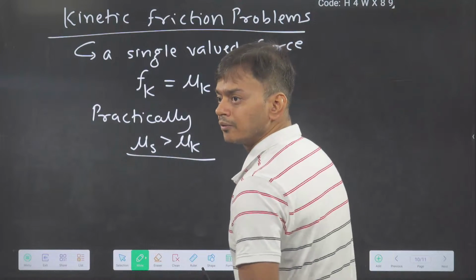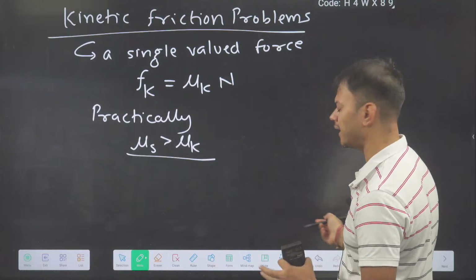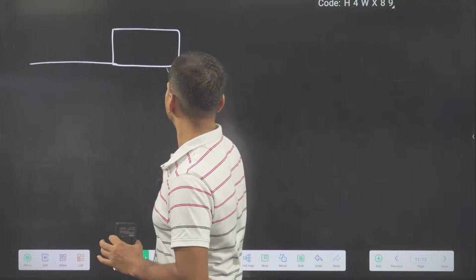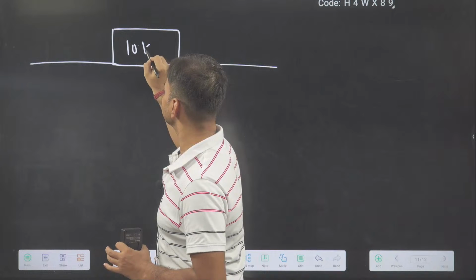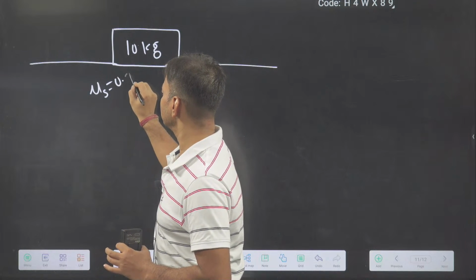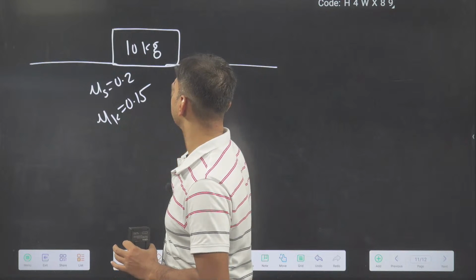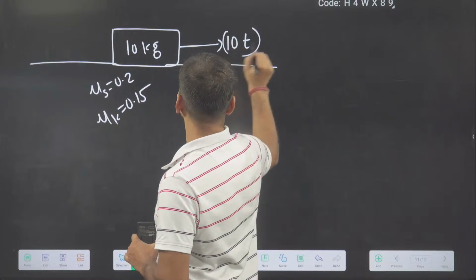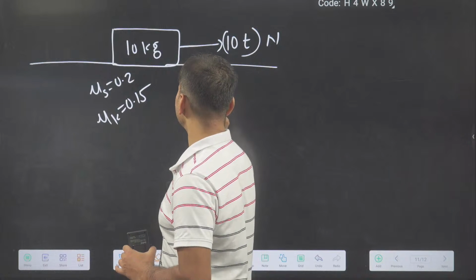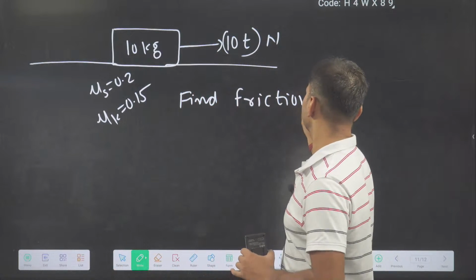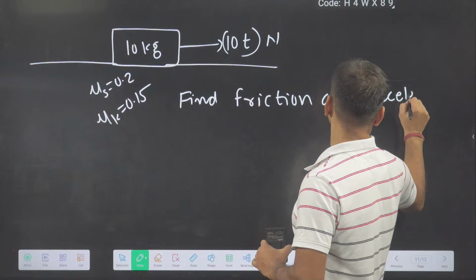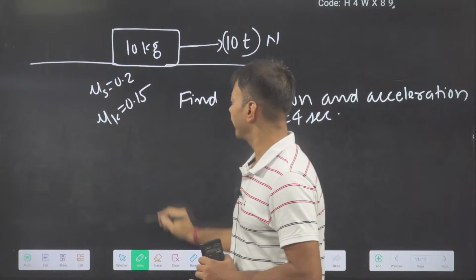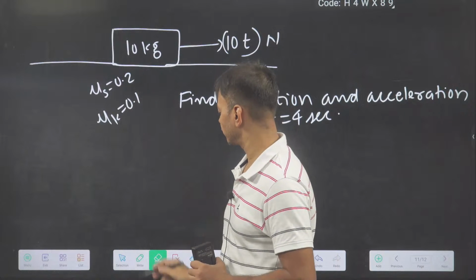Okay, so it's time to adapt to the same previous problem. Suppose I am giving you the same 10 kg mass. Mu s was 0.2. Now I am introducing mu k equal to 0.15, suppose, and my applied force was 10t Newton. Find friction and acceleration at t equal to 4 seconds. Make it easier: instead of 0.15, just take 0.1 for mu k. The calculation will be slightly easier.